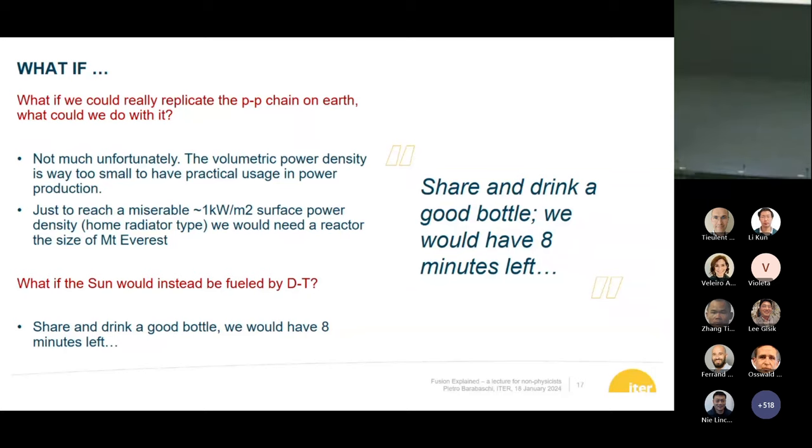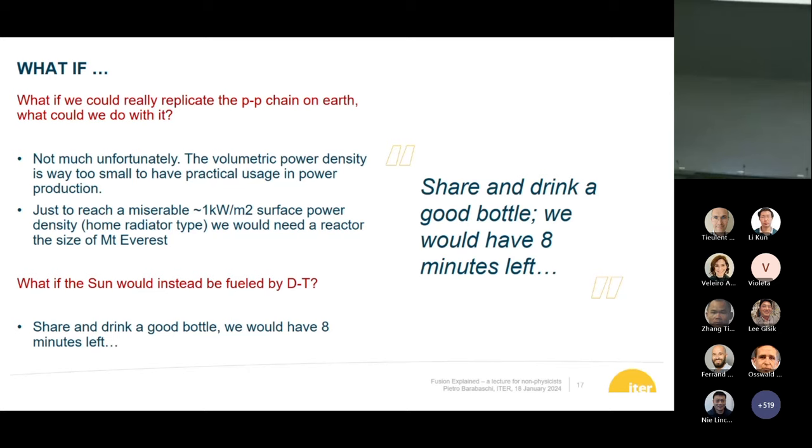So, the question that I mentioned before: what would we do if we would be able to reproduce the fusion reaction that goes on in the sun? We wouldn't do much with it, because the power density that we have is too small. And in order to use energy efficiently, we need to get the temperature up. If we don't get the temperature up, we cannot produce it. I can maybe spend some words later on explaining why.